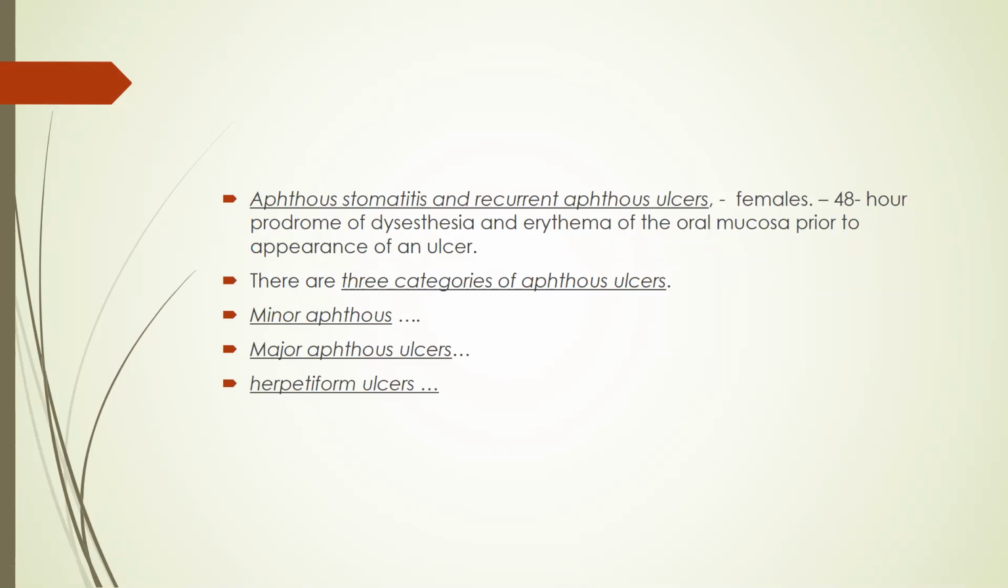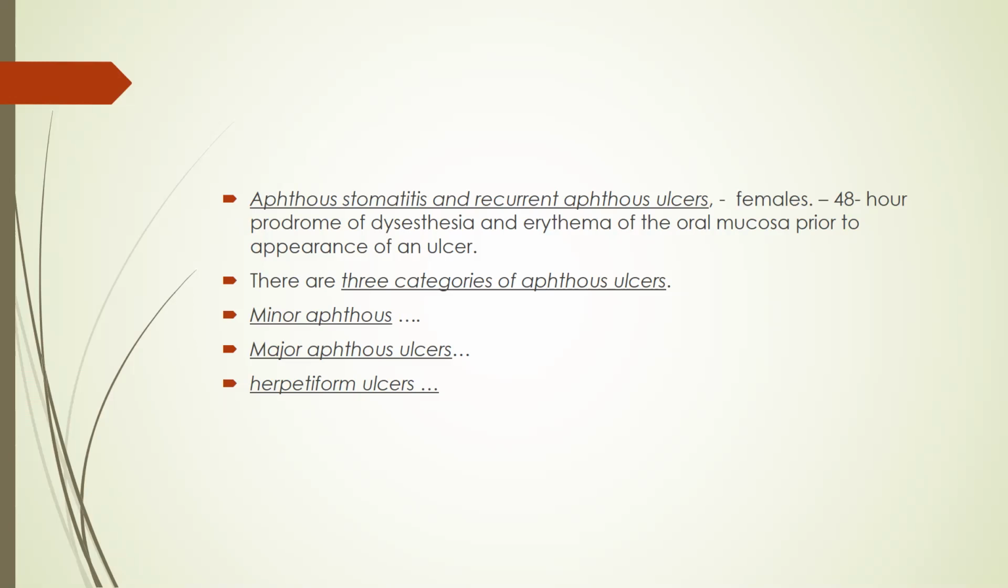Aphthous stomatitis and recurrent aphthous ulcer. It usually involves females; females are most commonly involved in this. Before these ulcers appear, there are 48 hours of prodrome: dysesthesia and erythema of the mucosa. These are the prior symptoms before the actual appearance of the ulcer. In aphthous ulcer, there are three categories: minor aphthous, major aphthous ulcer, and herpetiform ulcer.